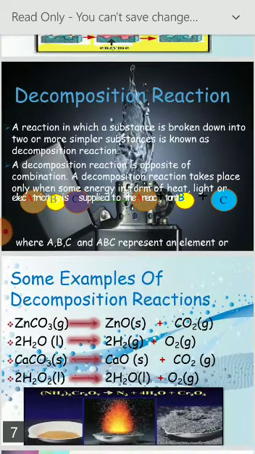So for example, zinc carbonate. It's a single reactant. It breaks down into zinc oxide and carbon dioxide. And electrolysis of water, splitting of water into hydrogen and oxygen in the presence of electricity, is an example of electrolytic decomposition reaction. Calcium carbonate decomposes to form calcium oxide and carbon dioxide. It's an example of thermal decomposition, where heat energy is required to decompose.